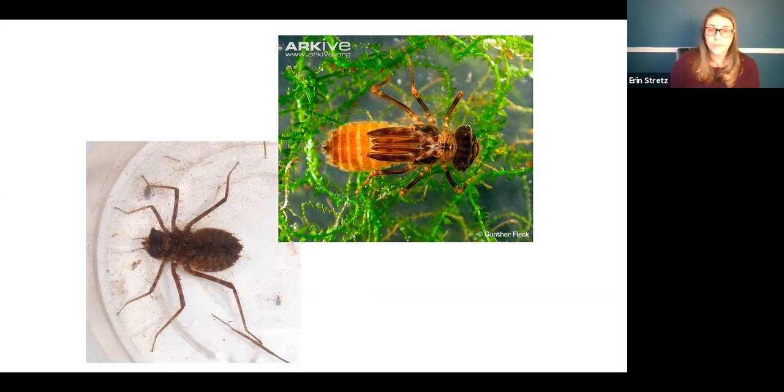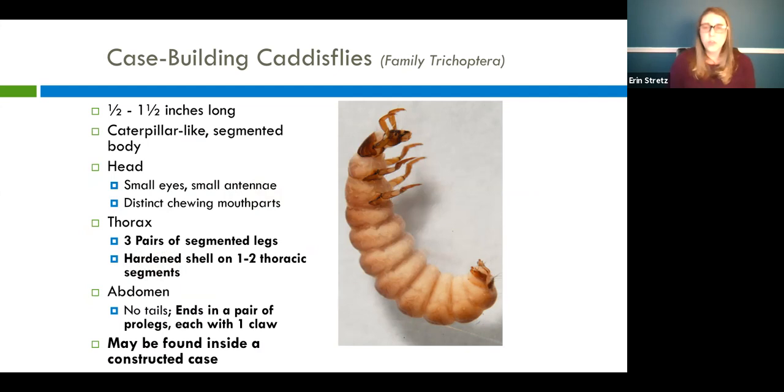On to the next organism. These are our case-building caddisflies. Now, I just want to mention, for caddisflies, this is an order level that we're identifying. Caddisflies, this is Trichoptera. It says family, but it's actually an order.